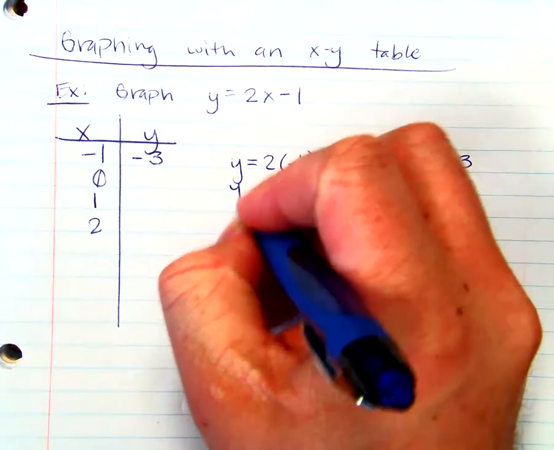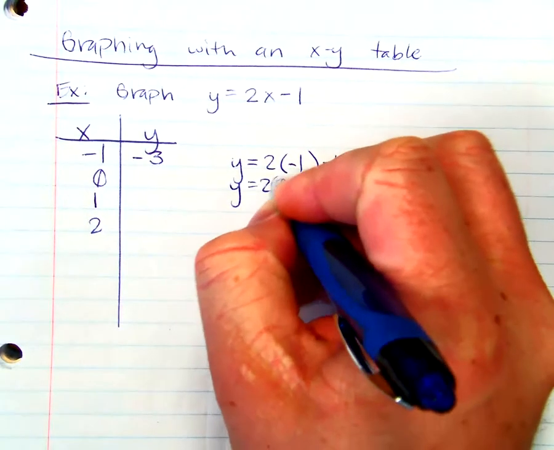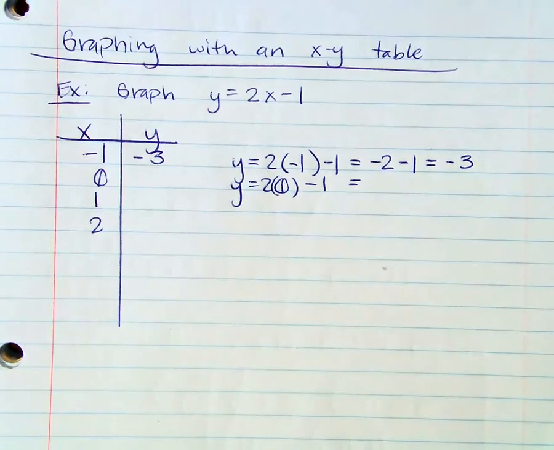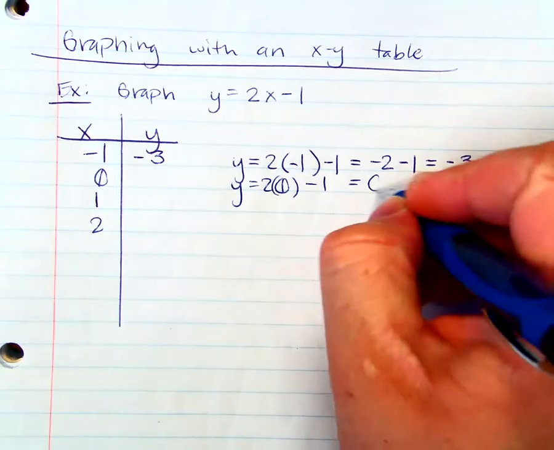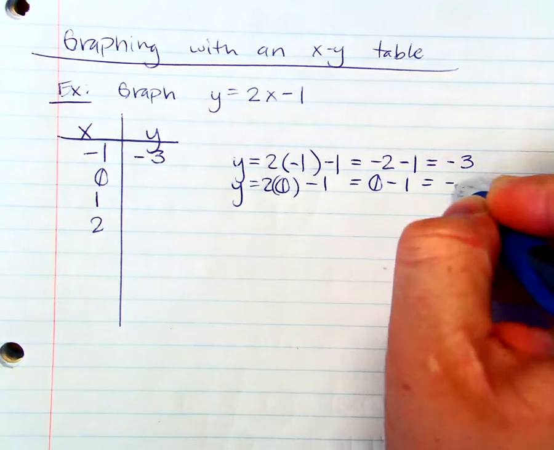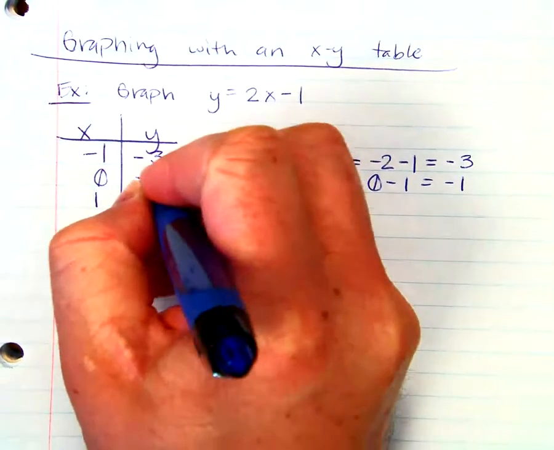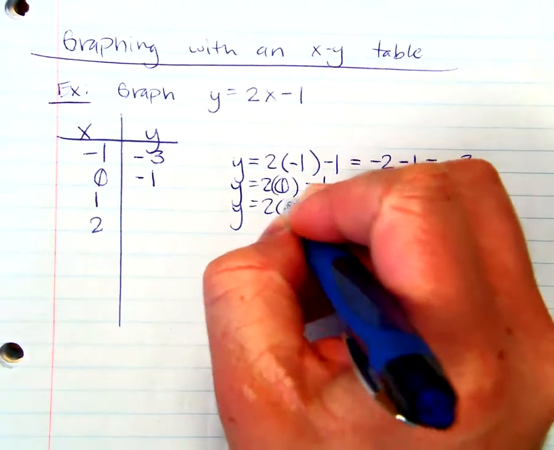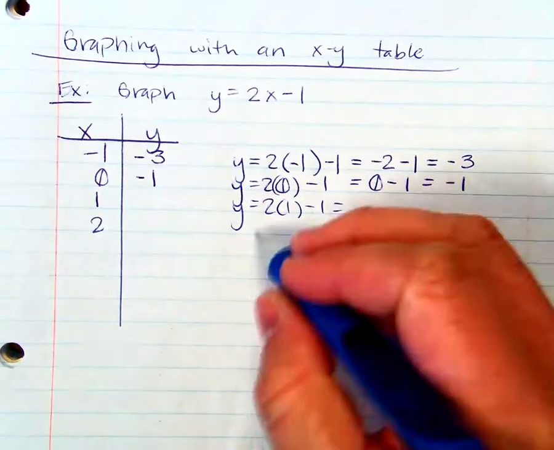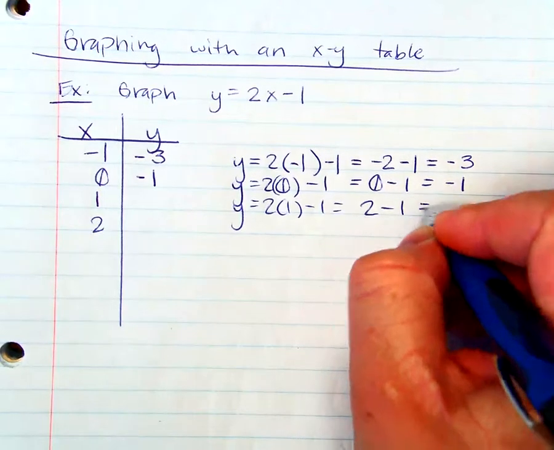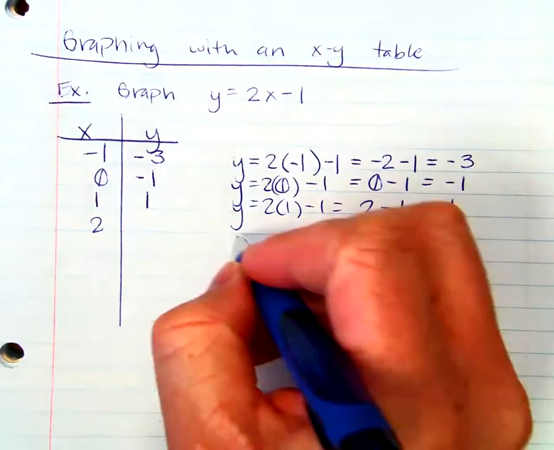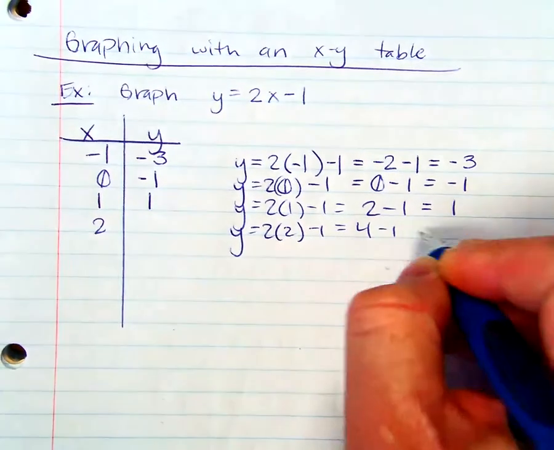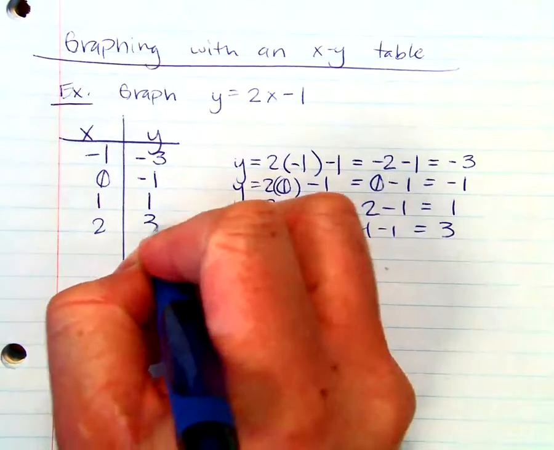I'll do the same thing for each other number. I'll plug in 0. So 2 times 0 minus 1. What's 2 times 0? 0. So I have 0 minus 1, which is -1. So I'll write that answer next to 0. And we'll do this for each of these. So 2 times 1 is 2. Minus 1 makes 1. And then the last one here, 2 times 2 is 4. And if we subtract 1, we get 3.